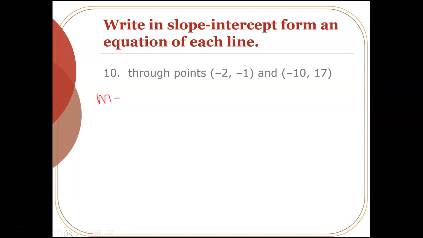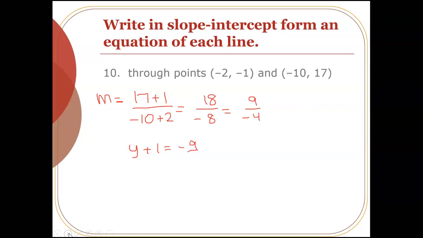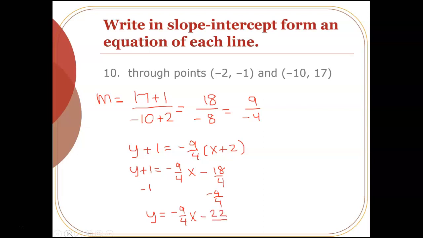Find your slope. Plug into point slope form. Anytime you have a minus, it turns to a positive. You subtract a 1, it's kind of like your common denominator on top and bottom, so you get negative 22/4.